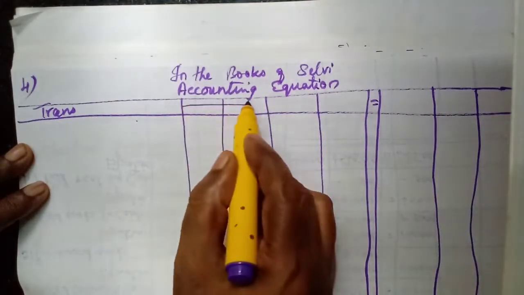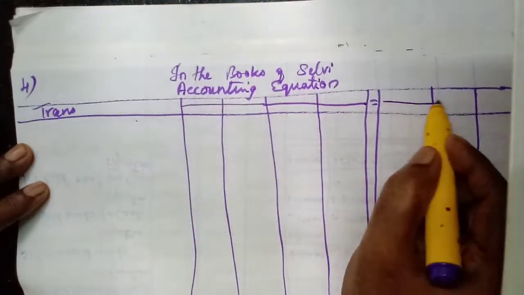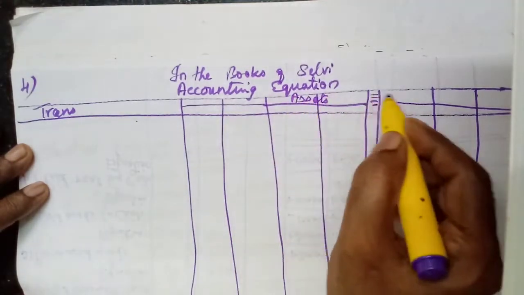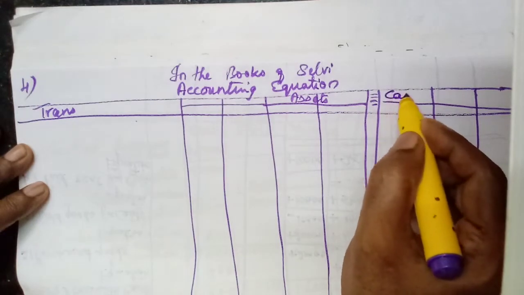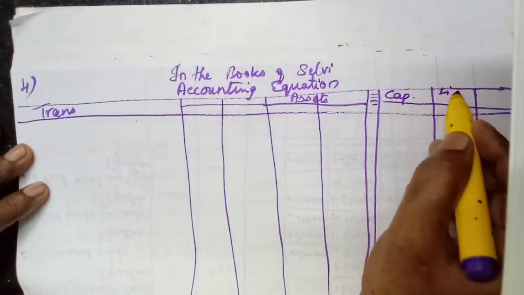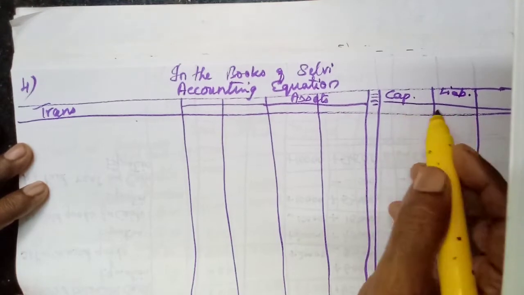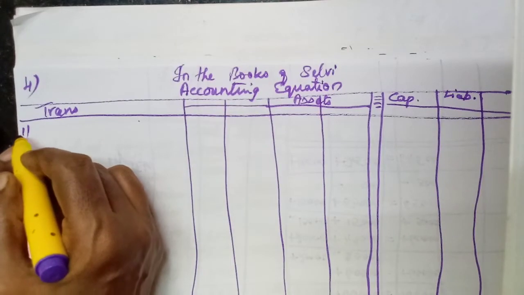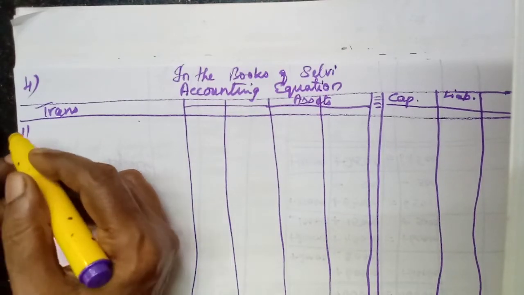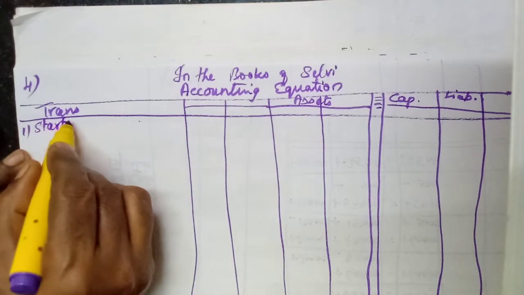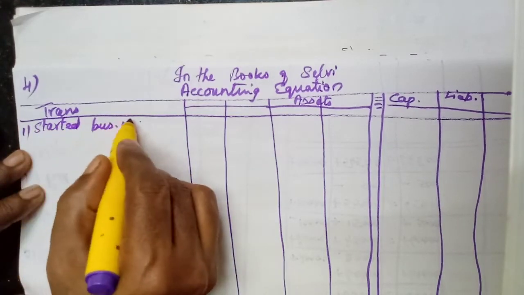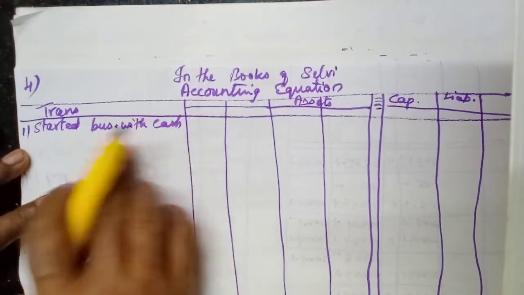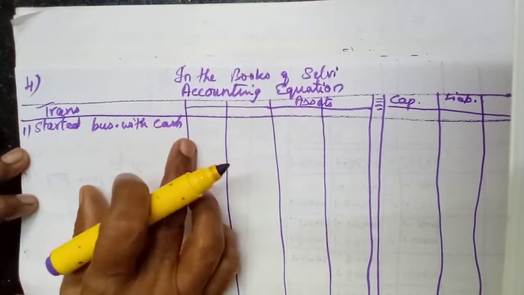Here we will divide it into 2. Here assets is equal to capital plus liabilities. Then if any extra liability comes, we will write it. The asset names we will also write separately and show. What is the first transaction? Started business with cash. You have to write in full. Here I am using a short form just to complete within this column.